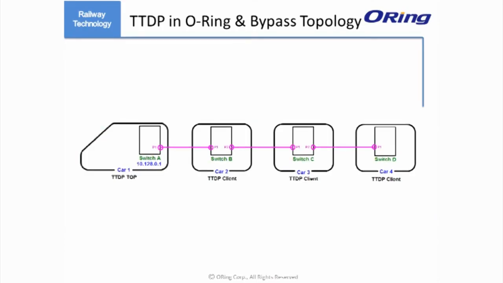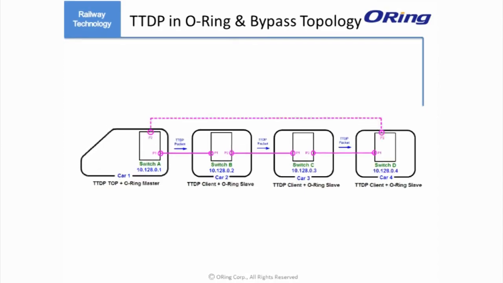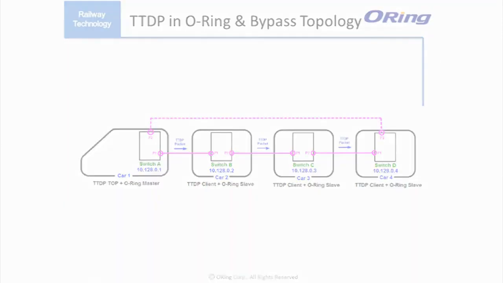While TTDP has no problem working in daisy chain topology, some configurations must be made when it is running in ring and bypass structures. Otherwise, errors may occur. In daisy chain topology with TTDP enabled, the head train switch will assign a new IP address to the switches in adjacent carriages sequentially when train carriages are rearranged.